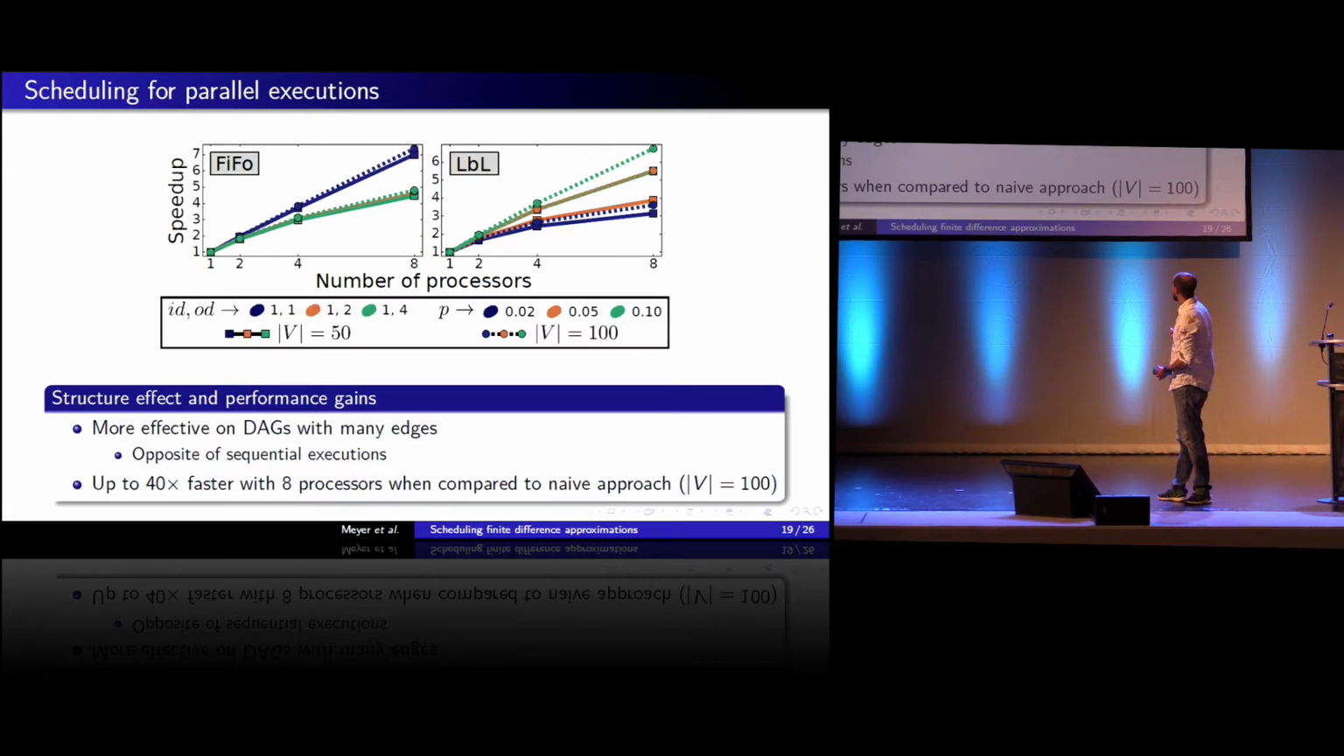You can also see that when we have more nodes, so for the dotted lines, the scaling is better. What's kind of funny is that the effect of the structure of the DAG was the opposite of the sequential case. Here, when we have a strongly connected graph, it's better for us because we have more work to parallelize, so the scaling is better. In this setting, we could see up to 40 times faster computation when using 8 processors compared to the naive approach, the sequential naive approach.